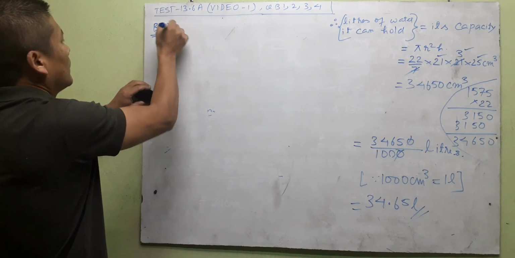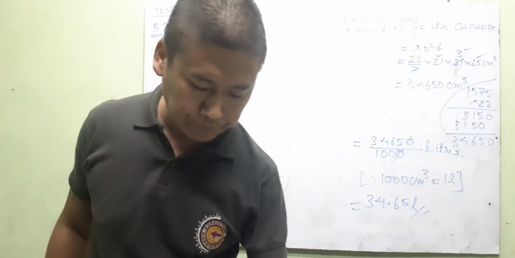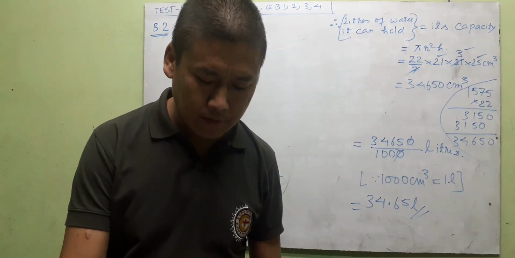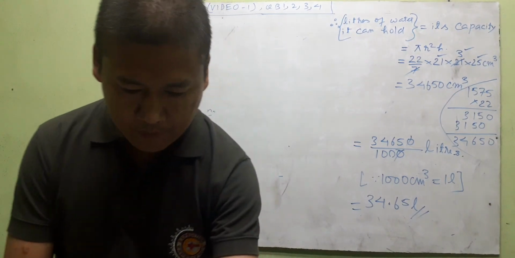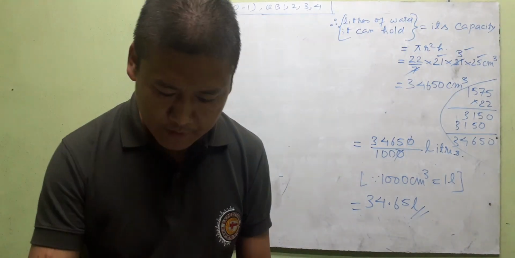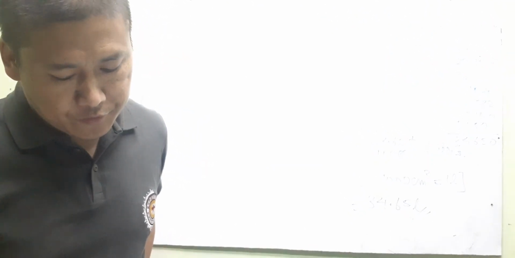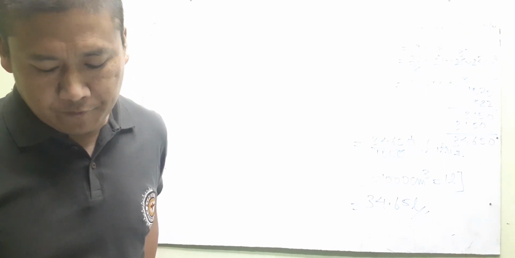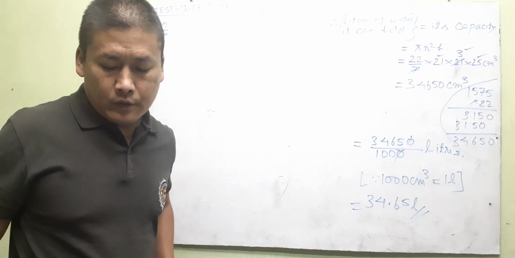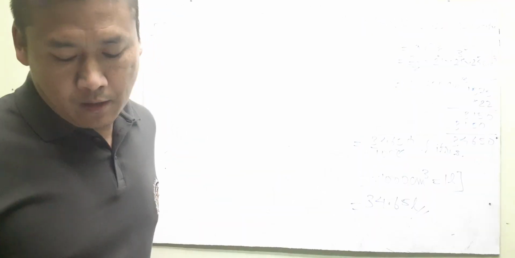B2. Let me read the question for us. The inner circumference of a cylindrical wooden pipe. The inner diameter of the cylinder is 24 centimeter and the outer diameter is 28. The length of the pipe is 35. Find the mass of the pipe if 1 centimeter cube of the wood has a mass of 0.6 grams.